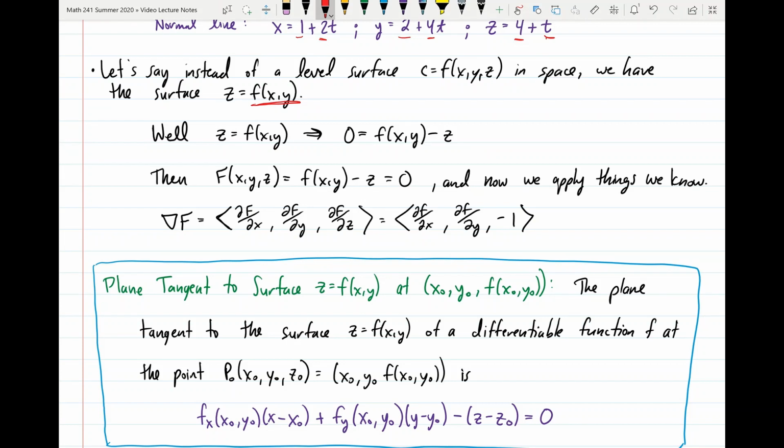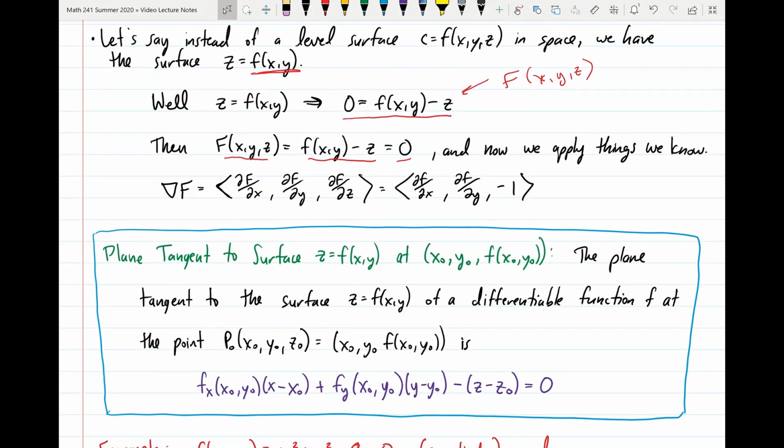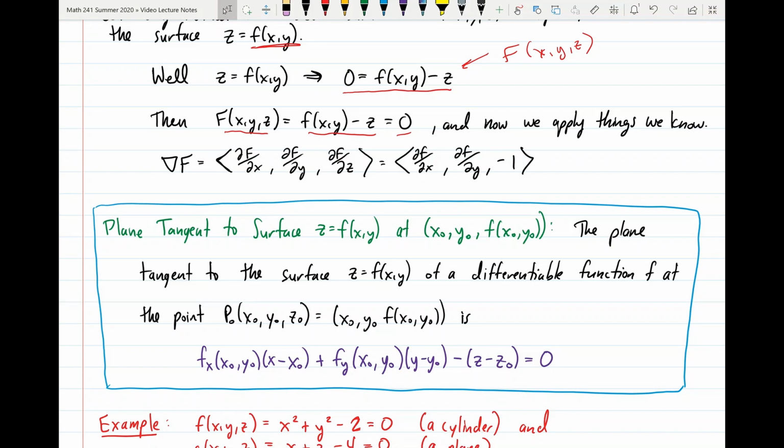So once we have it in the form 0 is equal to f of x, y minus z, then the right side of this equation becomes a function in three variables. So we'll call that big F of x, y, z. And now big F of x, y, z is going to equal 0. So I have that written down here. And at this point, we just have a level surface for a function in three variables. And again, this allows us to apply things that we already know. So the gradient of big F is going to be partial x, partial y, and partial z.